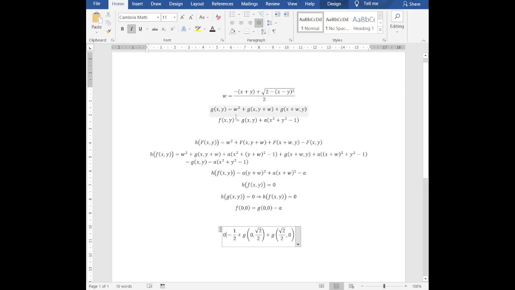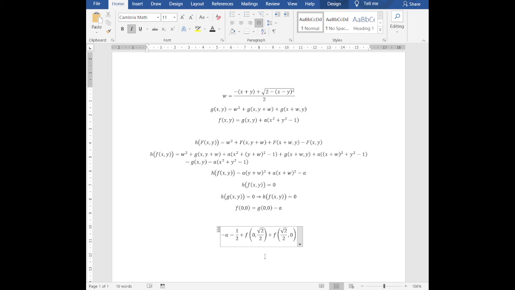What if I try the same thing? If I were to try the same thing with f of x and y, I would get a minus a on that side, and that bracket would cancel. So I would get this, and so that's potentially not a useless piece of information.